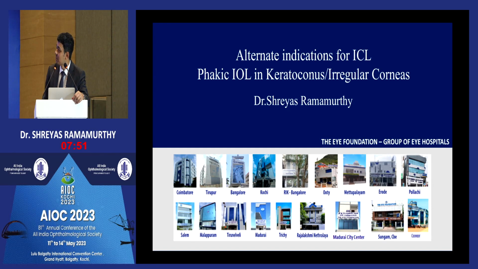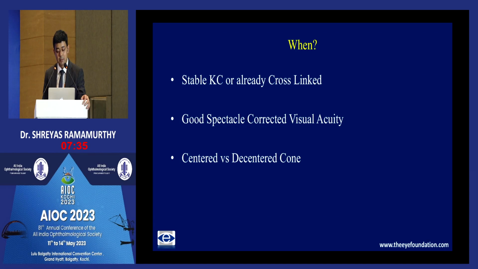So what I'm going to be talking about is alternative indications for ICL, because I think all of ICL related material has already been covered. I'll take you all through how phakic IOLs in keratoconus or irregular corneas can be used, when not to be used, and what are the points to be kept in mind.